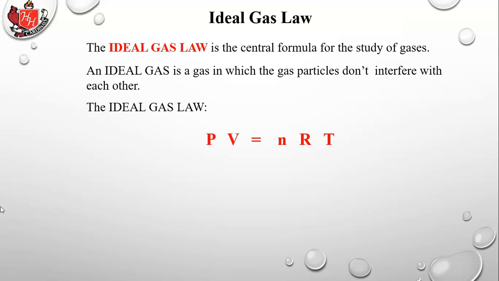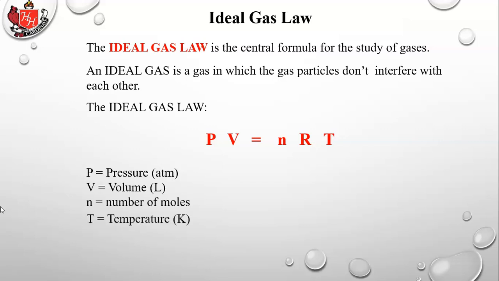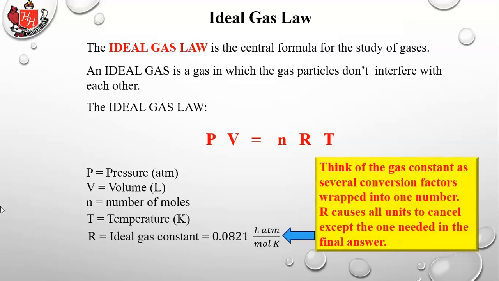So the ideal gas law is PV equals nRT, where P is pressure, and that's measured in atmospheres. V is volume in liters, n is number of moles, and T is temperature in Kelvin. R, the ideal gas constant, equals 0.0821 liter atmospheres over moles Kelvin. So think of the gas constant as several conversion factors wrapped into one number. R causes all units to cancel except the one needed in the final answer. So let's see an example of that.